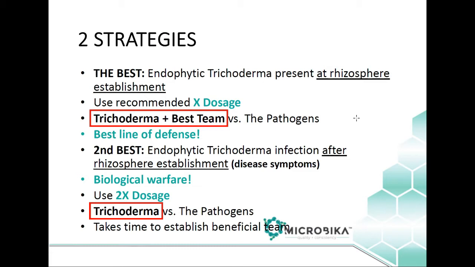The second best will always be to introduce the endophytic Trichoderma after the rhizosphere has been established, especially when there are disease symptoms present. Then you have a situation of biological warfare. So now you have to use a double dosage of that endophytic Trichoderma in order to, first of all, be able to enter the rhizosphere, fight off the pathogens, and establish a new team in the rhizosphere. So initially, it's only the Trichoderma getting in and fighting off the pathogens, and then it takes time to establish a beneficial team in the rhizosphere.